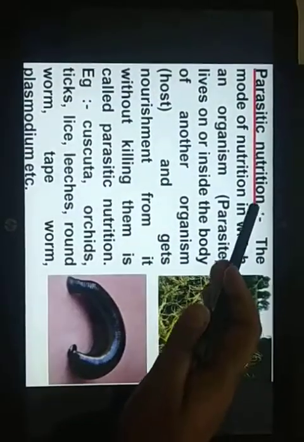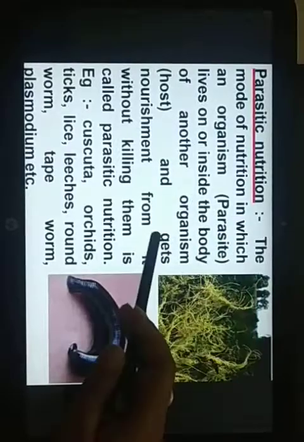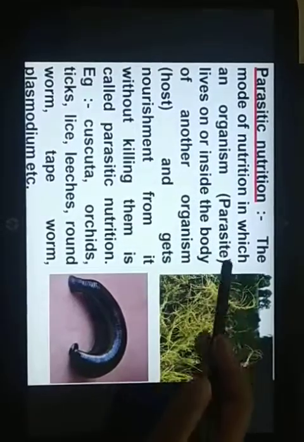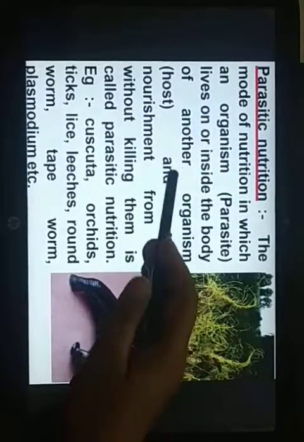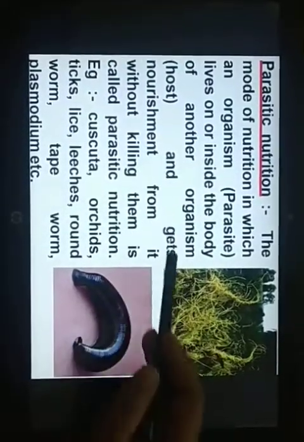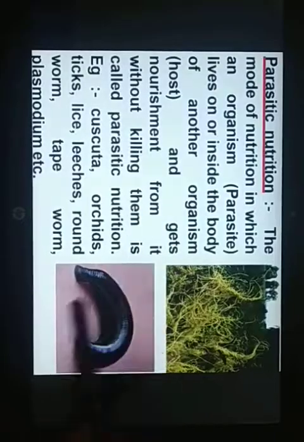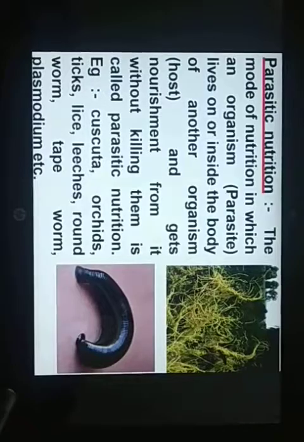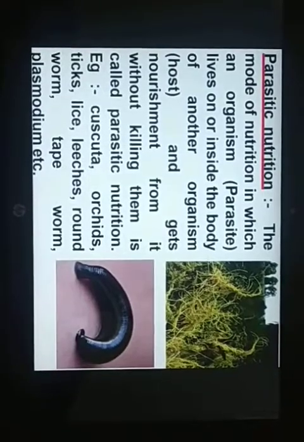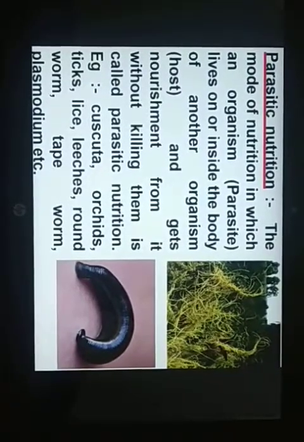The next type of heterotrophic nutrition is parasitic nutrition. The mode of nutrition in which an organism, which is a parasite, lives on or inside the body of another organism, that is a host, and gets nourishment from it is called parasitic nutrition. For example, lice lives on the skin, it makes wounds of the skin, it absorbs blood and obtains nourishment.